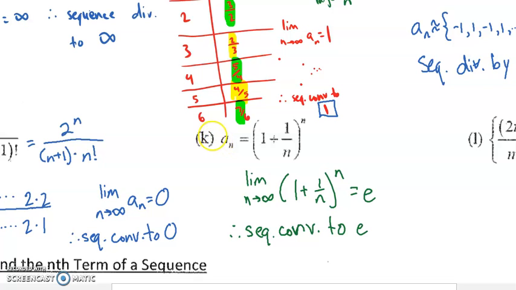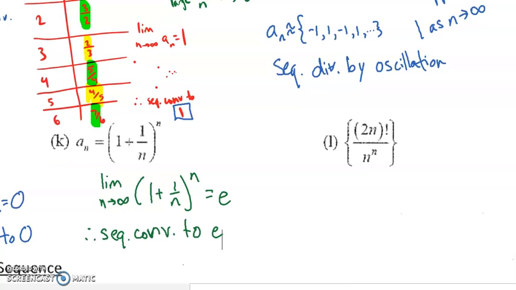You can go through the process of proving that by taking the natural log of both sides and using properties of logs and all that stuff. But we've seen this a number of times, and I don't need to reinvent the wheel at this point.